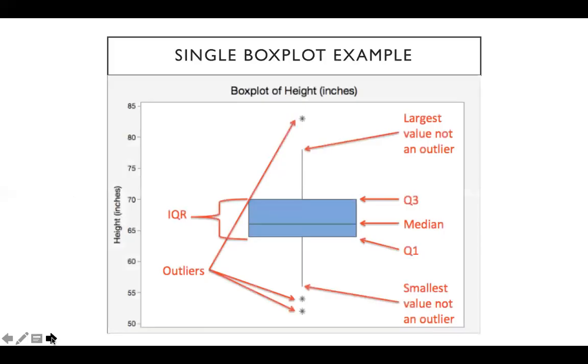Okay, so now we're moving on to lesson 3. Here is a single box plot example. I really like this chart because if you're having trouble with the single box plot, you can look at it and it breaks down each part of the box plot and what each part means.